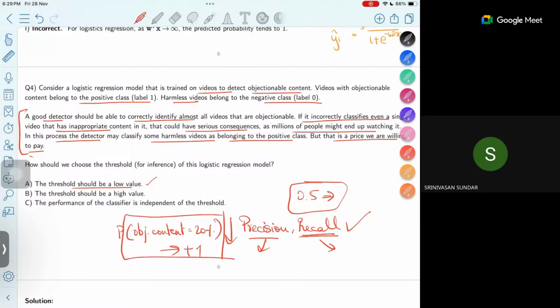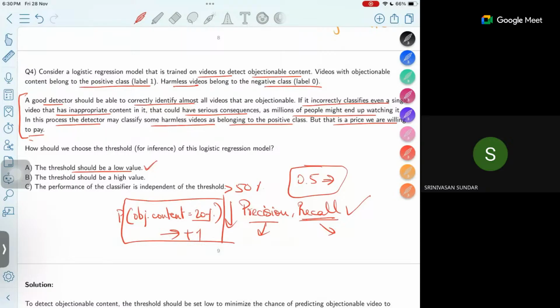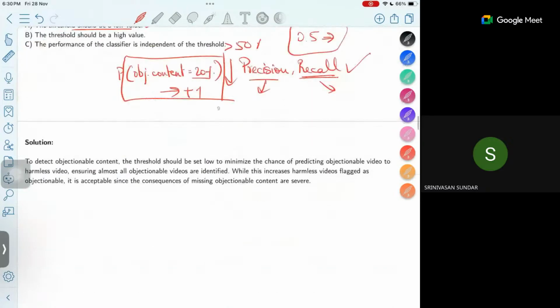Normally, only if it is greater than 50%, you would flag it as belonging to the positive class, right? But here, even if it is 20% or some other threshold like this, I will say that it belongs to the positive class, because I want to minimize the actual objectionable videos from being released to the public. So this threshold should be set at a low value. This does increase harmless videos being flagged as objectionable, but it is acceptable for us.